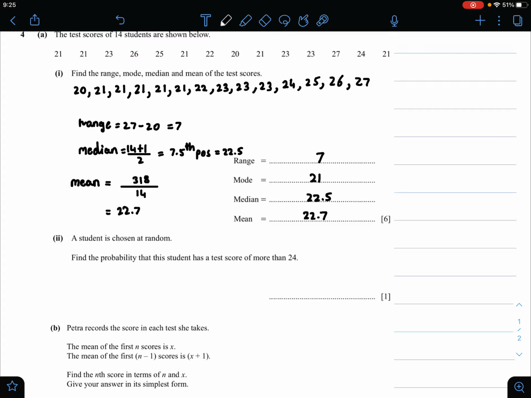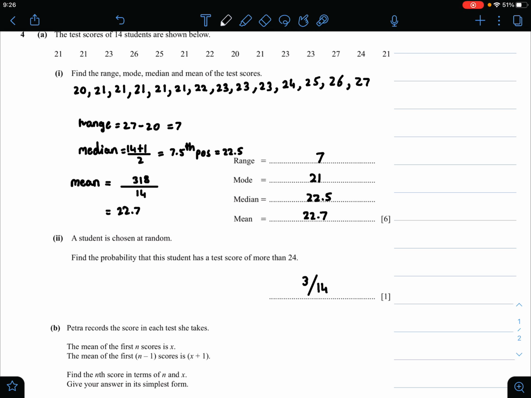It would be 3 cases, because more than 24 would not count 24, but 25, 26, 27 and so on. But the highest a student has scored is 27, so there are 3 test scores that are more than 24, and the total number of students who've taken the test is 14. So the probability of choosing a student that has a test score of more than 24 will be 3 out of 14.